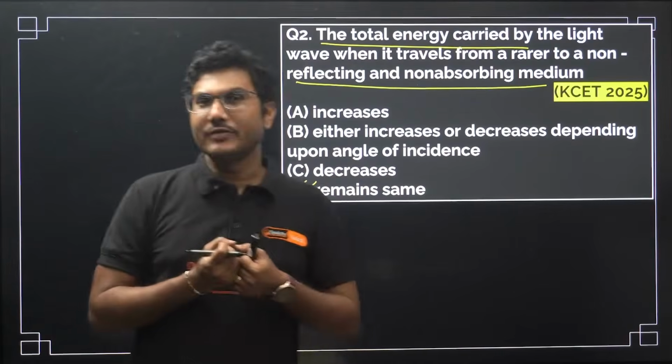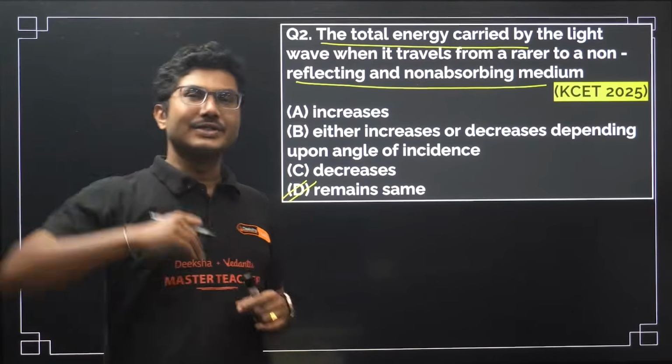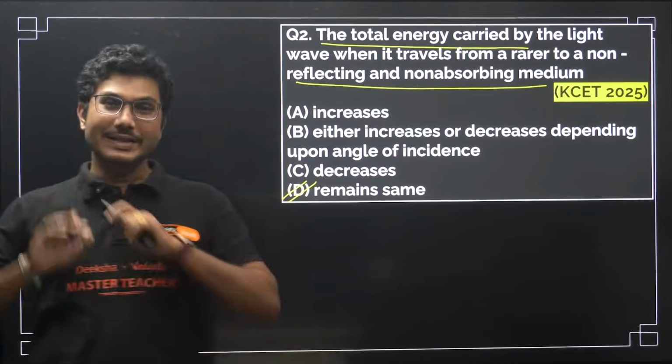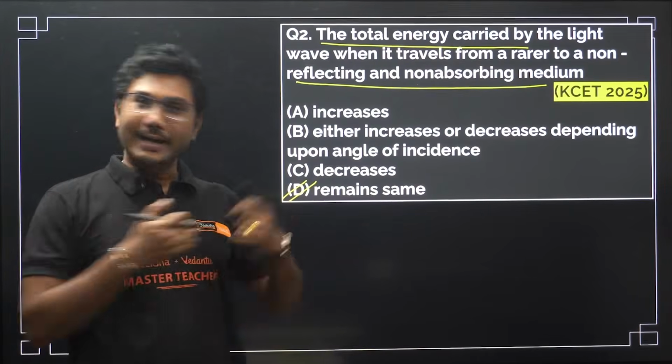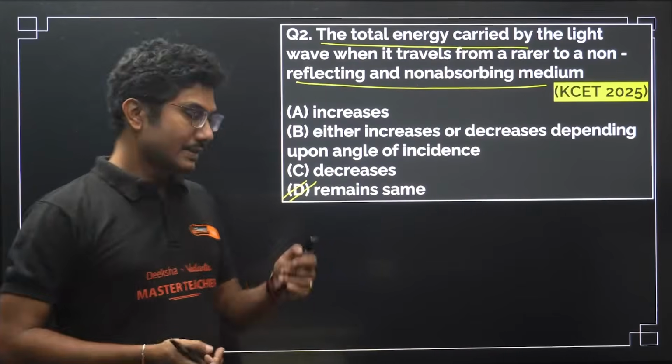If some part of the energy is absorbed, then it will decrease. If some part of the energy is reflected, then again it will decrease, but otherwise the energy will remain the same. It cannot increase, and because no decrease is happening over here, it should remain the same.